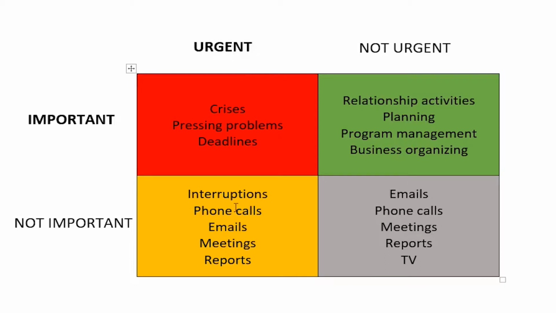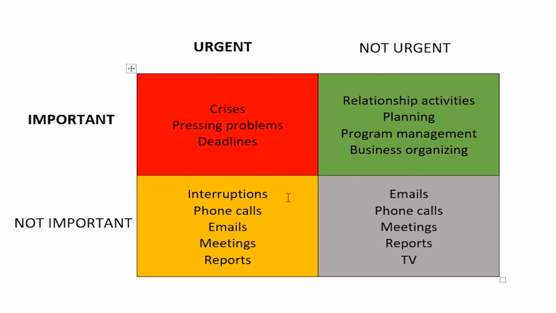Also, you have the urgent, not important things. These are the interruptions, the phone calls, emails, meetings, reports. These are the things that we need to minimize. I'm not saying to eliminate them, or do them after the non-urgent important things. So you can't postpone a program management action to answer some phone calls or emails unless these phone calls and emails do have something to do with the program management or maybe business organizing or maybe relationship activities, right?